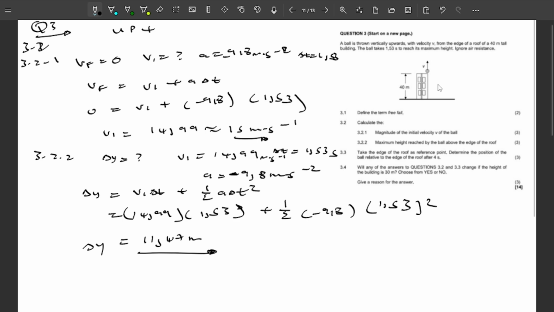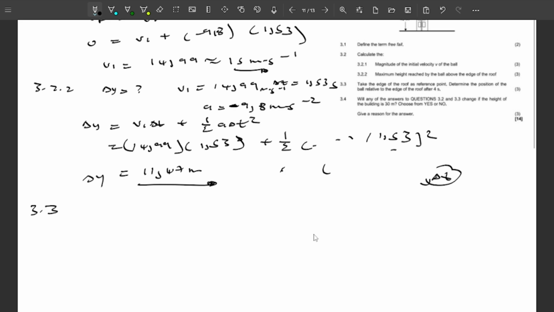You can even use this equation: change in y equals v initial plus vf over 2, times change in t. You can use this one because you have the time and the v initial, and at the maximum point the vf is 0. There's nothing much else to say. So let's move on.